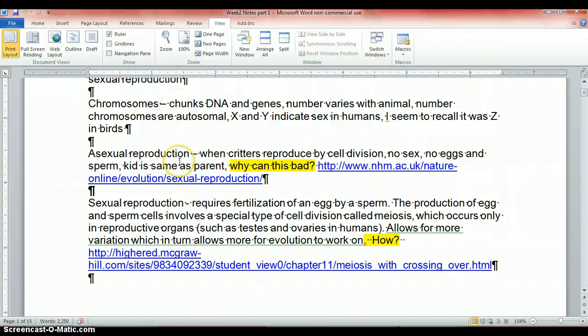All right, so asexual reproduction. This is when your critters, your organisms, reproduce by cellular division, cell division. There's no sex, no eggs, no sperm. The kid is the same as the parent. We can call this a clone. If you want to talk about why this might be bad, check out the great little video.